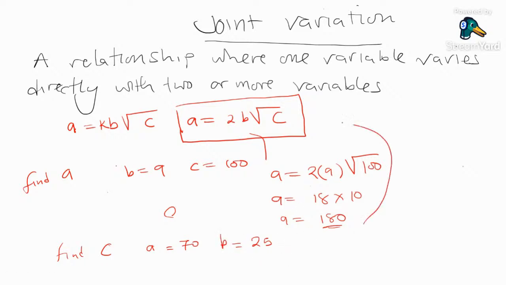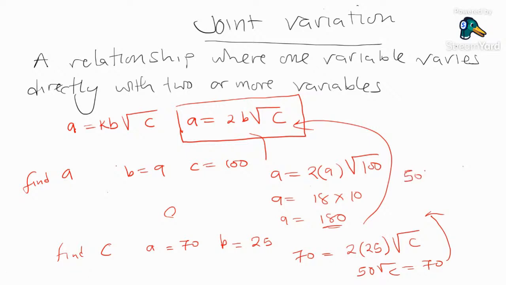So you're still going to use this one. So we have A, we replace with 70 equals 2, B is 25. Then of course we are finding C. So what are we going to do? So here we multiply, it's going to be 50 square root of C equals to what? 70. Now let me just bring this one here. We can say 50 square root of C is equal to 70.